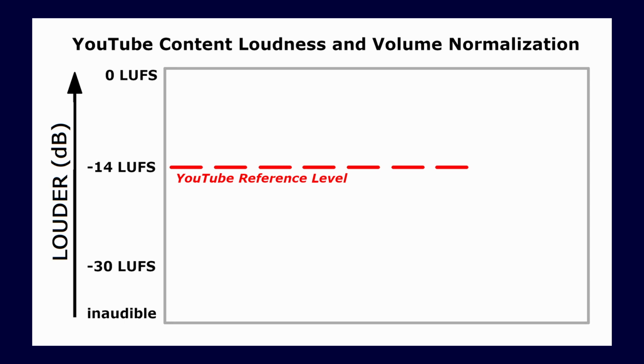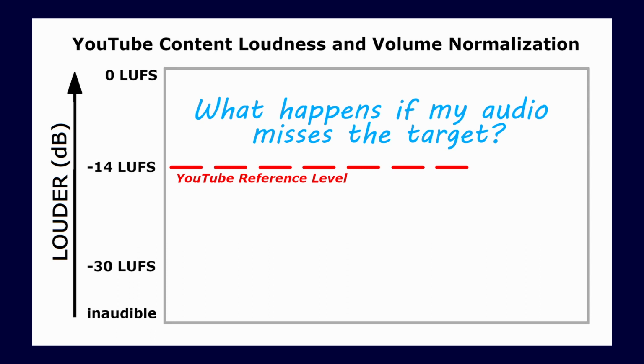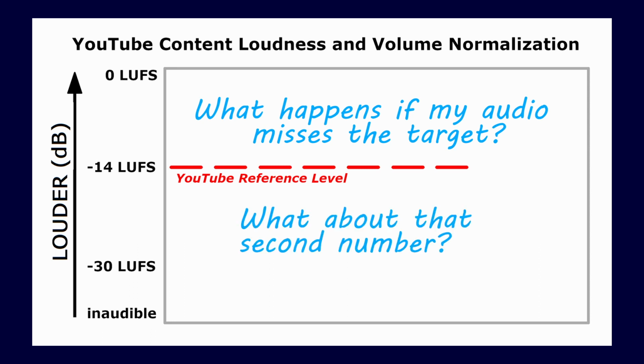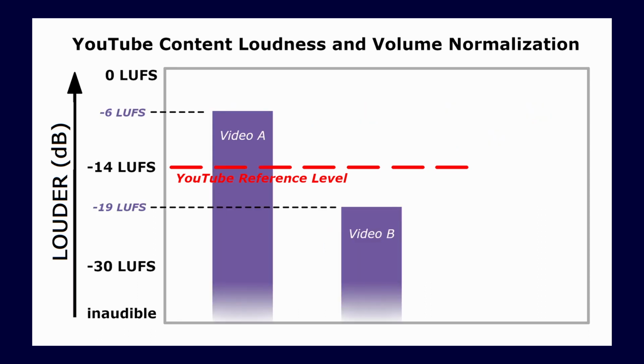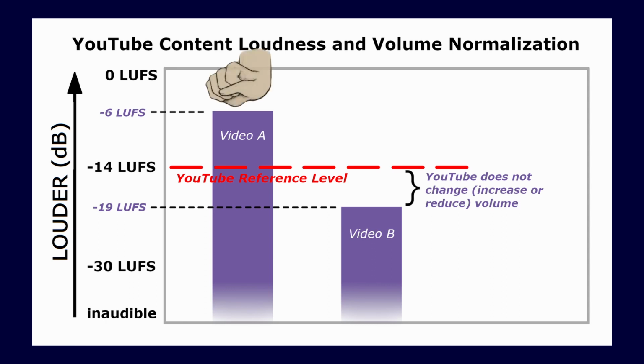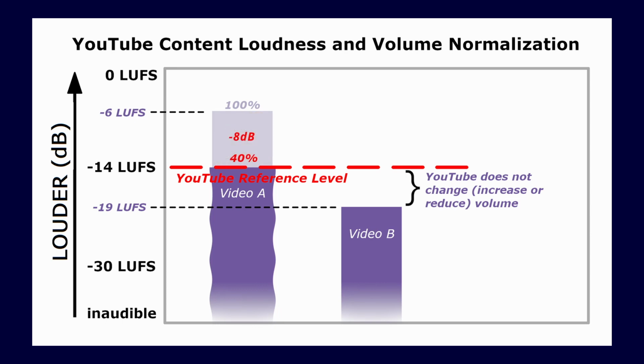If you've gotten this far, you must be asking, what happens if my audio misses the target? And, what about that second number? If your audio is quieter than -14 LUFS, YouTube does nothing. YouTube assumes this is intentional and leaves the volume at the level you set. Audio no louder than -14 LUFS certainly doesn't risk blasting out anyone's eardrums. But, if your audio is louder than -14 LUFS, YouTube will reduce the volume. That's what the second number shows.